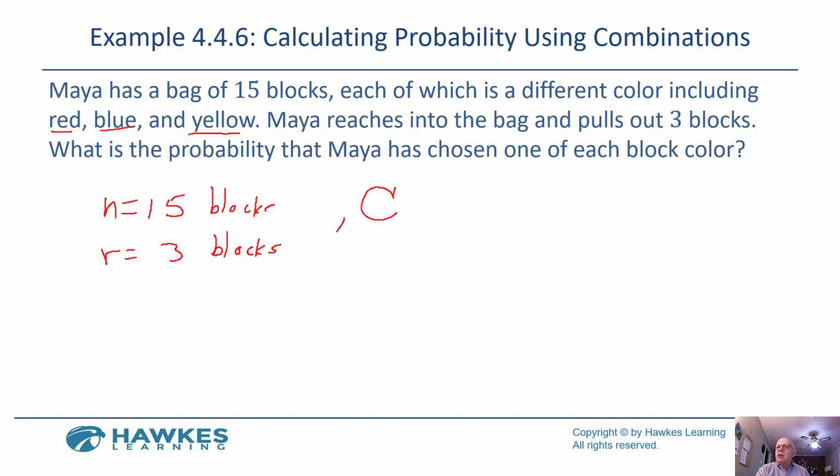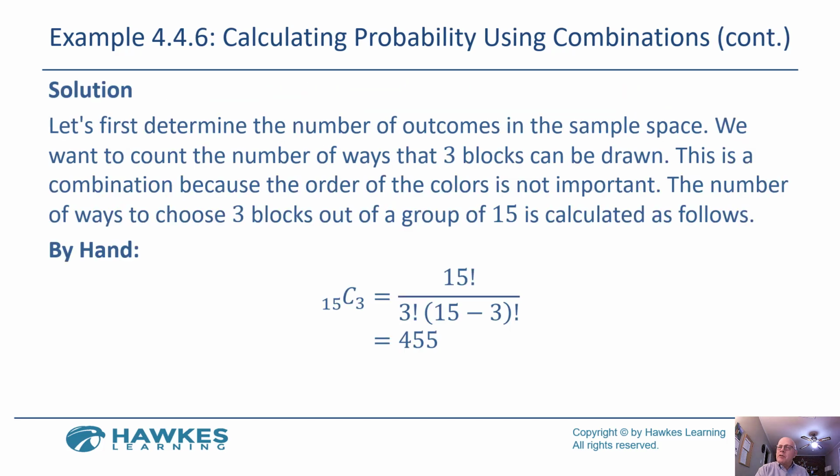Since it doesn't matter, it's a combination. We're picking from 15 blocks. We're going to get 3 out of those blocks. How many ways can we do that? 15 blocks, choosing 3 of them. They're all different. We don't have a combination of reds, blues, and yellows. We've got 15 different colors. 455 ways. So did you think there was more than that?